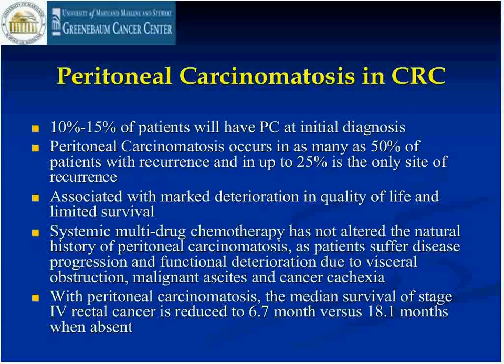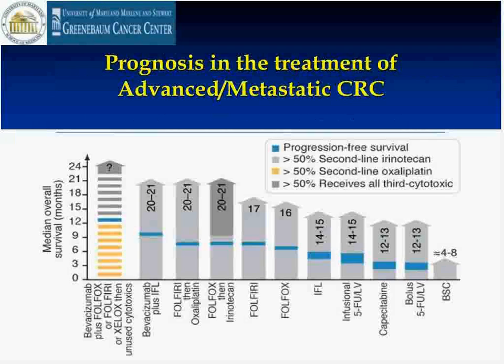We know with peritoneal carcinomatosis, median survival of stage 4 rectal cancer is reduced to about 6.7 months versus 18 months when carcinomatosis is absent. So you can tell that abdominal carcinomatosis has a very poor prognosis. If you look at treatment with systemic chemotherapy in advanced or metastatic colorectal carcinoma, certainly we have made great advances in chemotherapeutic agents, and you can see that with the new chemotherapeutics as well as the biological therapy, the median overall survival is now somewhere between 20 to 24 months.